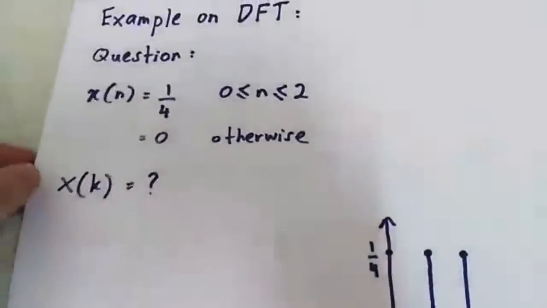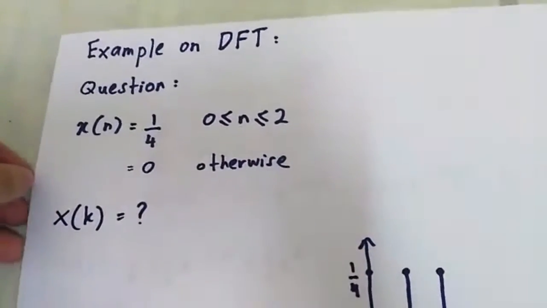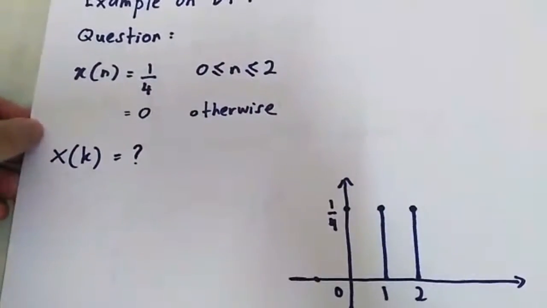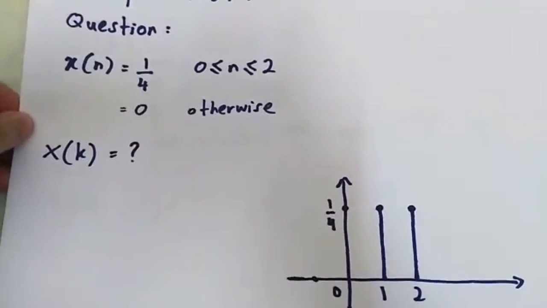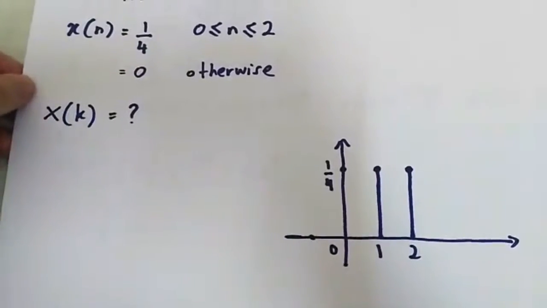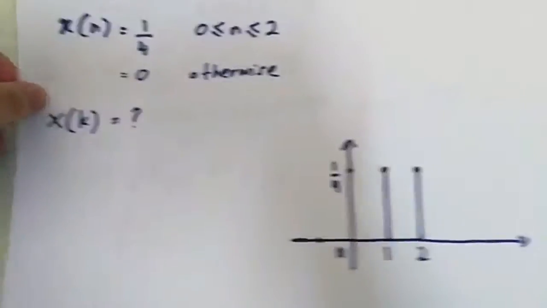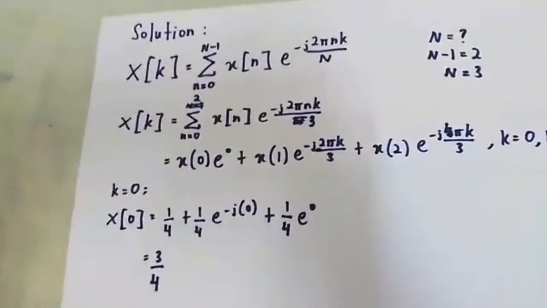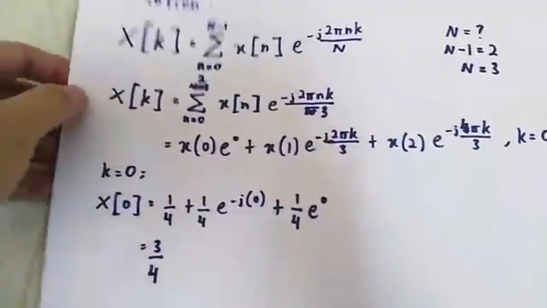So let's proceed to the example on DFT. The question given is, the signal is 1 over 4 for the range from 0 to 2, and we need to find X k. So here is the solution.